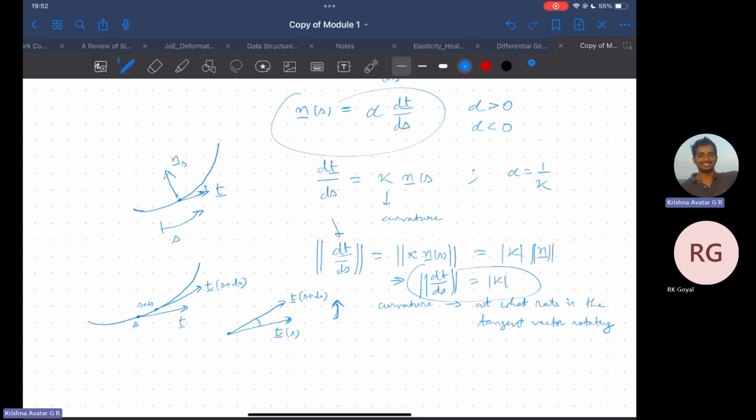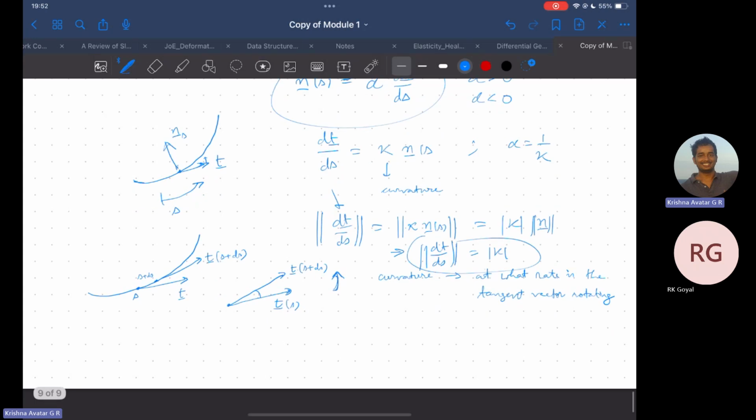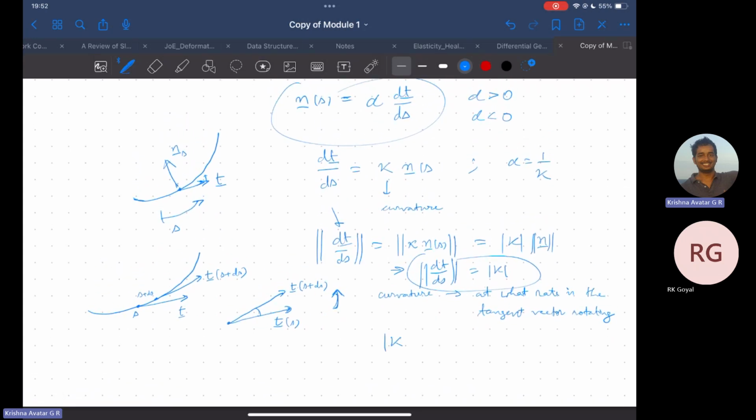So the curvature is a measure of the rate of change of the tangent vector with respect to s, and that is the whole idea of what we mean by curvature. Kappa is also called the curvature, but the magnitude is what we typically call the curvature, and this one is what we call the signed curvature.